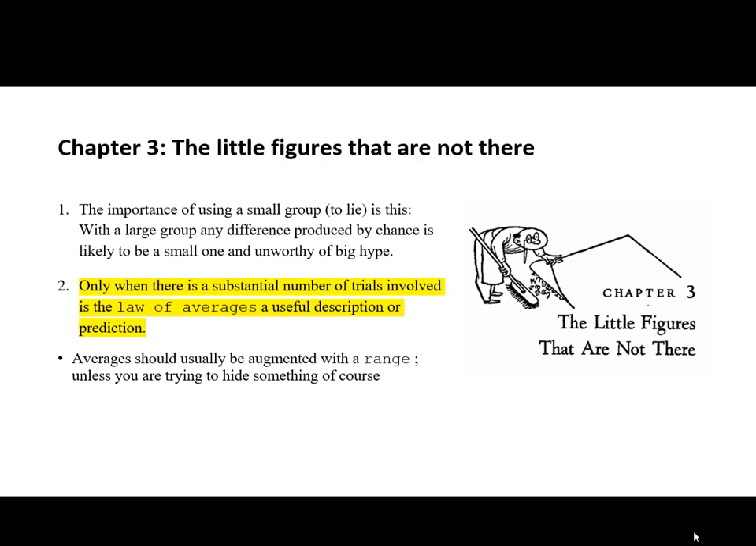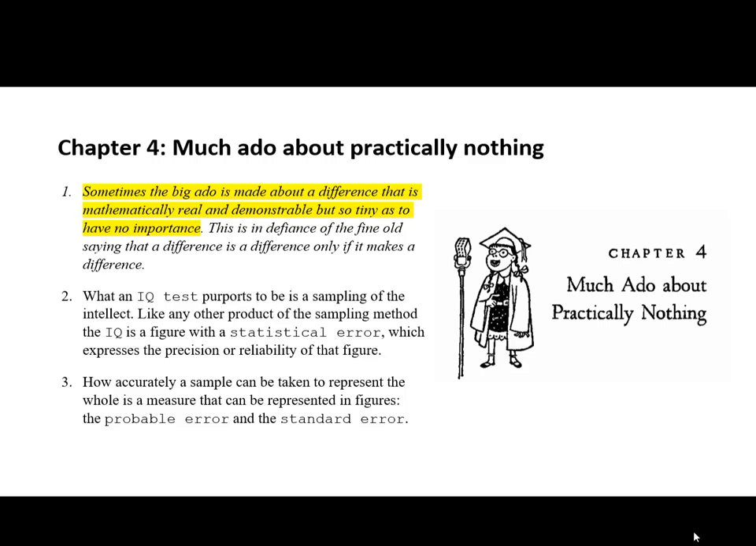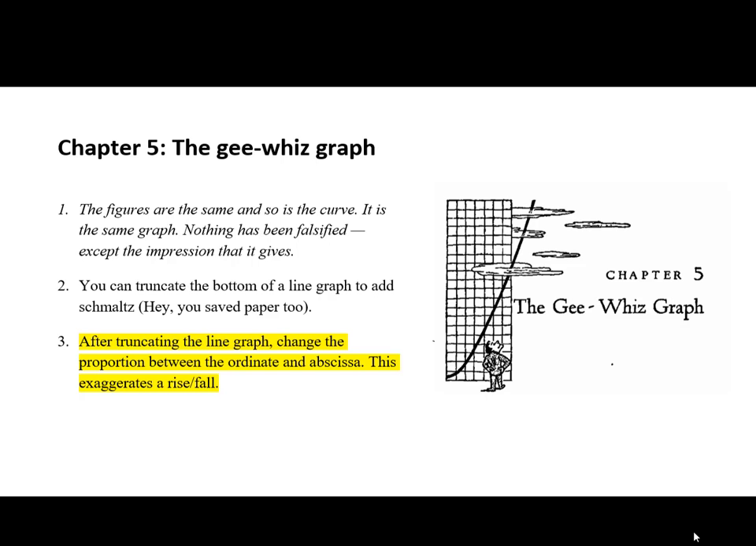Chapter 3, the little figures that are not there. Only when there is a substantial number of trials involved is the law of averages a useful description or prediction. Chapter 4, much ado about practically nothing. Sometimes the big ado or activity is made about a difference that is mathematically real and demonstrable, but so tiny as to have no importance. As you can see, the articulation of these takeaways is a lot on the philosophy side of the statistics.